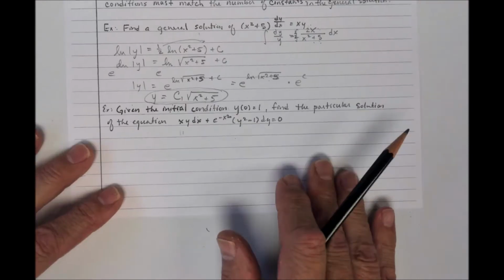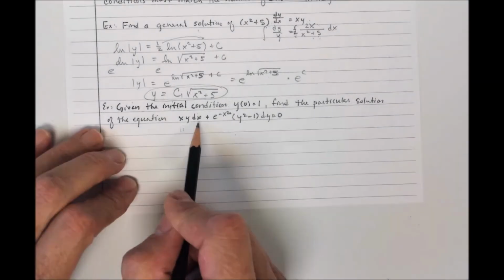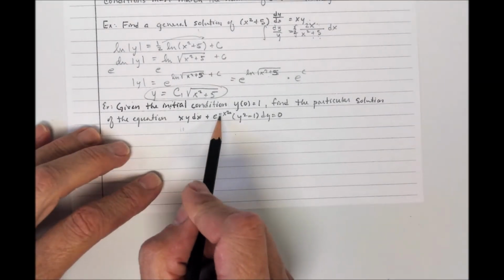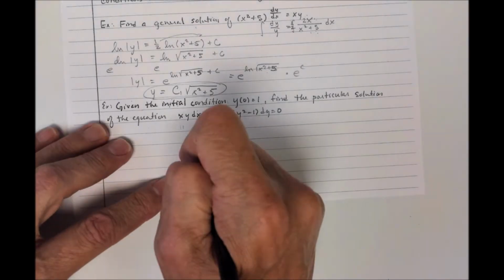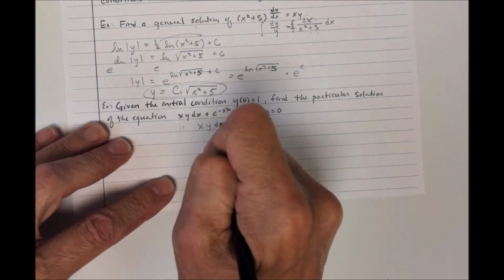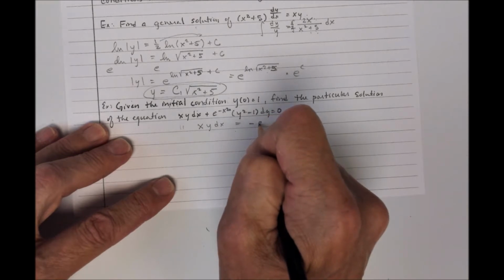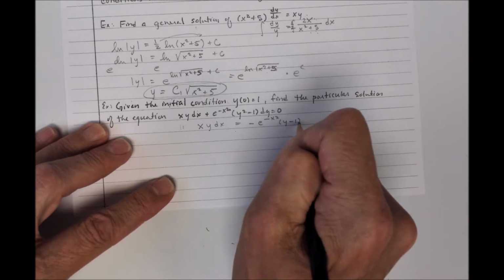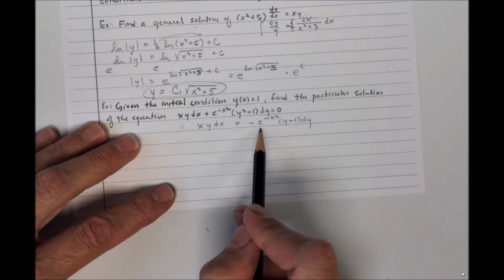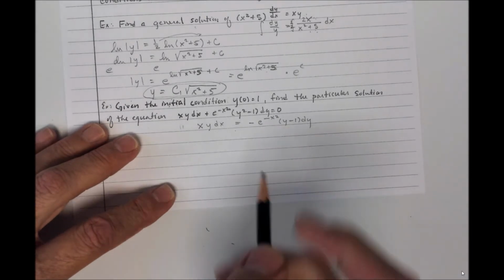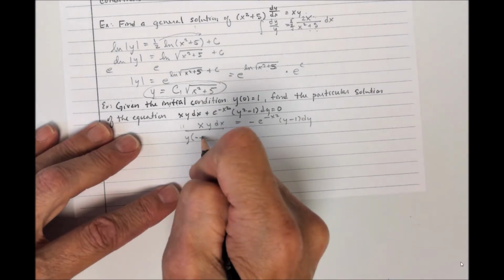Alright, the last guy, given the initial condition y of 0 is equal to 1, find the particular solution given x y dx is equal to the opposite of e to the opposite of x squared times the quantity y squared minus 1 dy. I'm going to separate the variables, but first I'm going to separate these two terms here. Let's see, the opposite of e to the opposite of x squared times y minus 1 dy. I'm going to have to divide both sides by y and divide both sides by the opposite of e to the opposite of x squared.